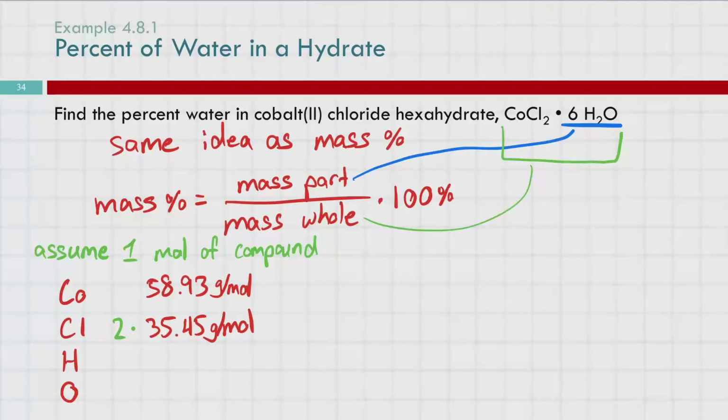Here's where a lot of people tend to mess up on these problems. How many hydrogens do we have? 12. We have 12 hydrogens. So the 6 in front of the H2O multiplies across to both the hydrogen and the oxygen. 6 times 2 means that we've got 12 hydrogens, and the hydrogens are each 1.008 grams per mole. How many oxygens do we have? We have 6 oxygens. So this 6 in front also applies to the oxygen.